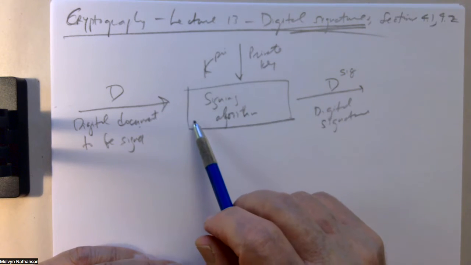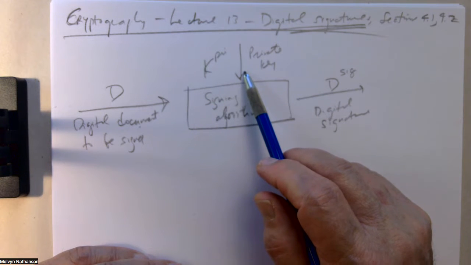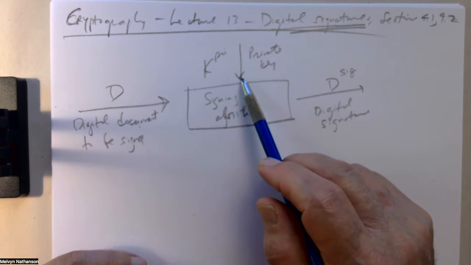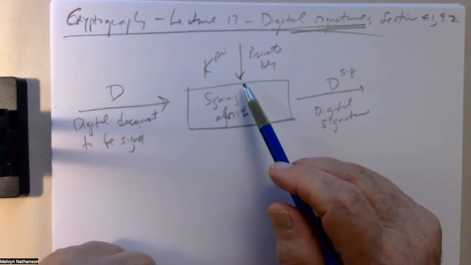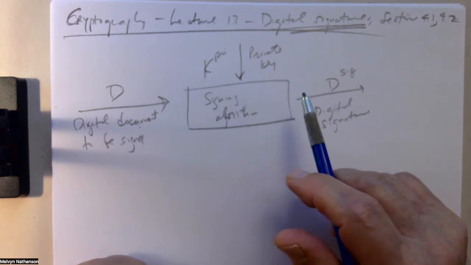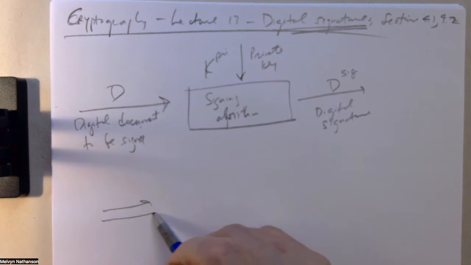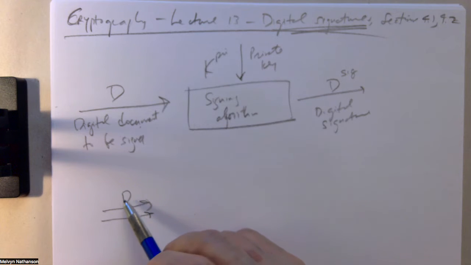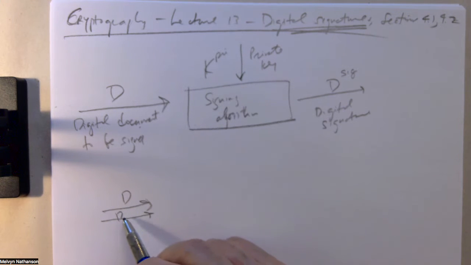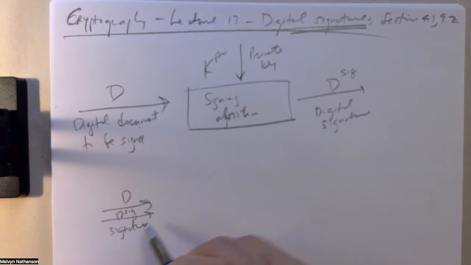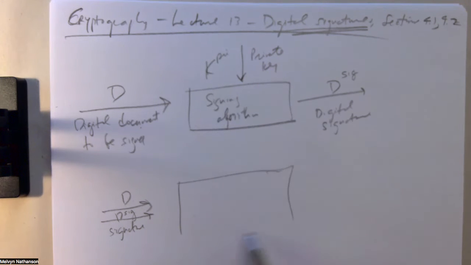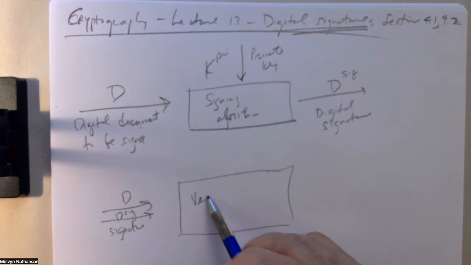So the document comes in, and if you're the person who needs to sign it, you sign it in some secret way. You know how you signed it, but no one else knows how you signed it. And then it's sent off. And the receiver gets probably two documents, the original document D and the signature. The person who receives the document and the signature needs to know for sure who signed it. So there has to be some verification algorithm.